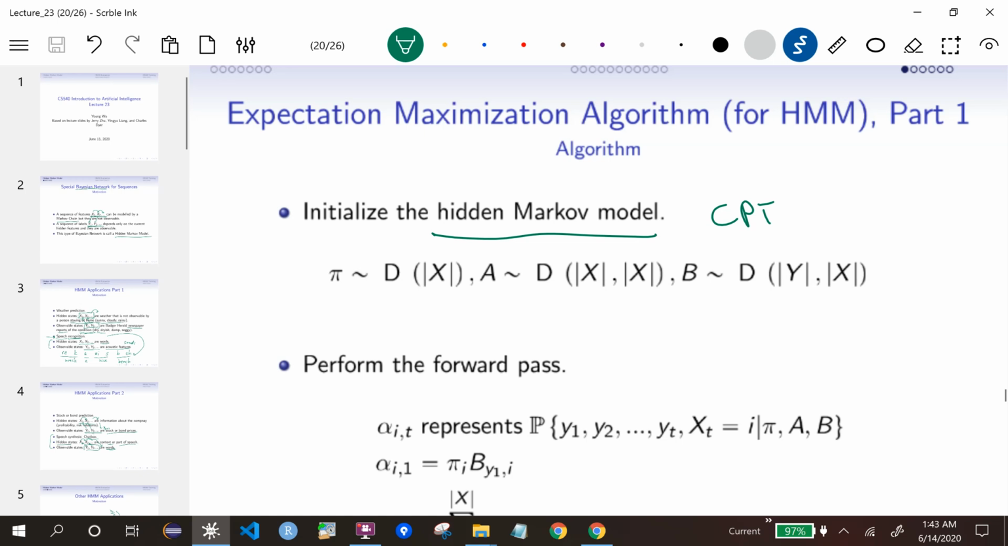way too difficult to ask you something about this in the midterm and in the final. So I will say that this is completely optional.